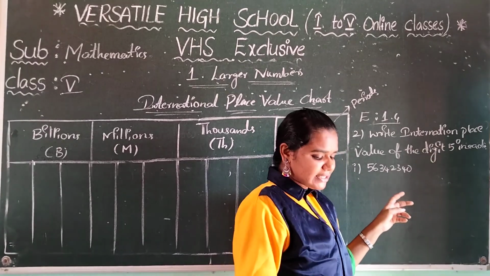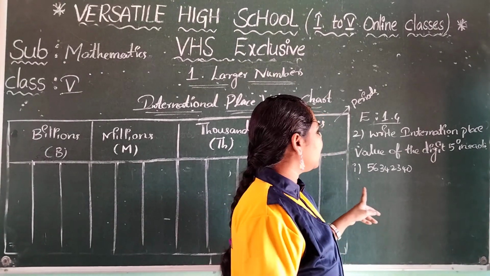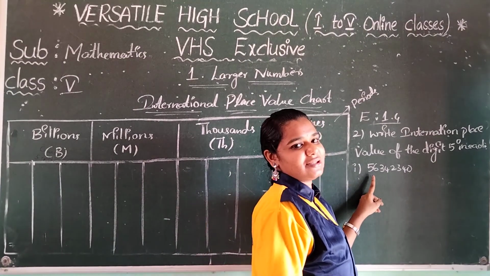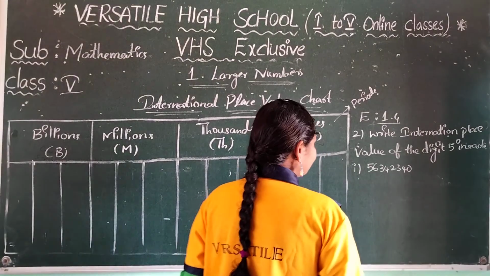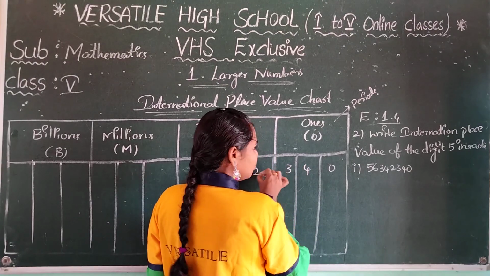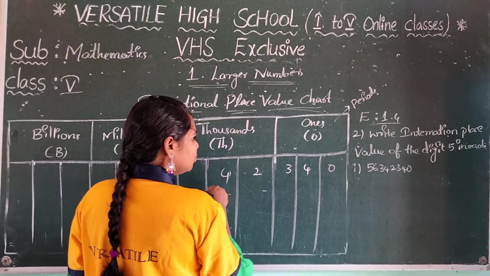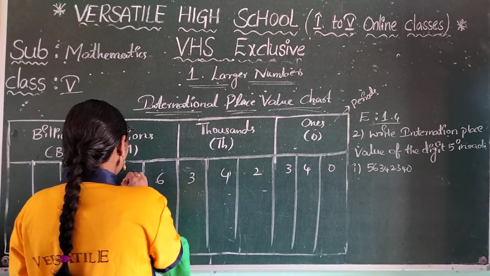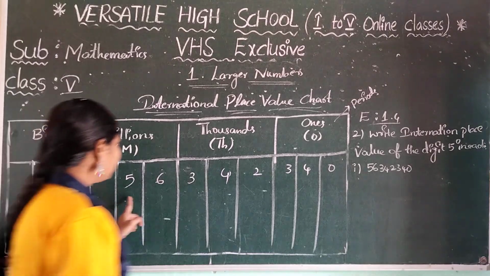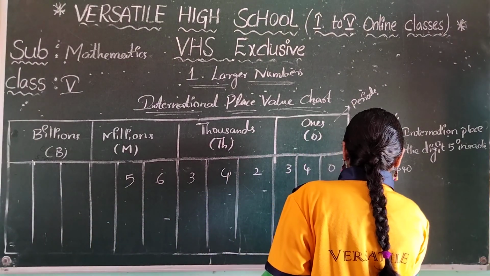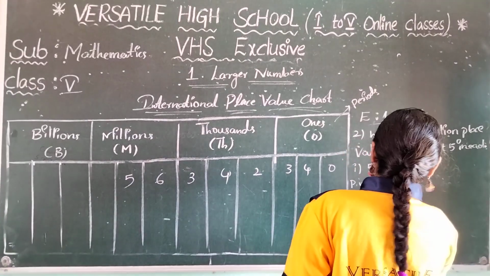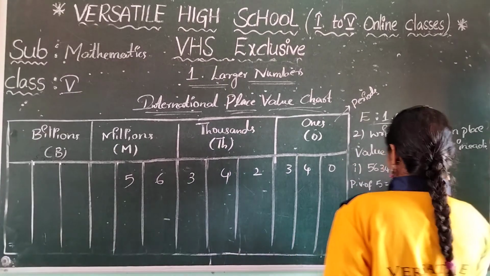Here 3 numbers are given. You write the international place value periods. So here 5 is there. Which position is it? You write the place value. 96,654,502. So 5 is in which position? 10 million position. Place value of 5 is 50 millions.